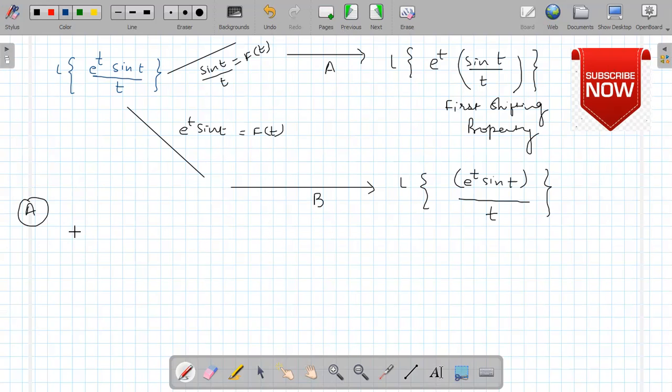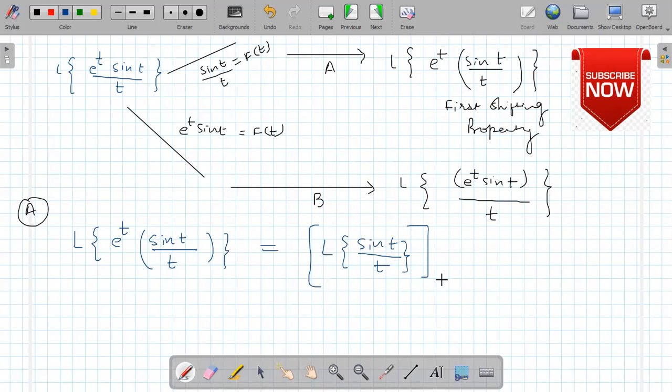So we will find the Laplace transform of e to the power t sin t divided by t. By the first shifting property, if you remember the value of this expression, this is equal to the Laplace of sin t divided by t, and in the answer the variable p is replaced by p minus 1, because e has a positive power here, which is 1. So p is replaced by p minus 1.